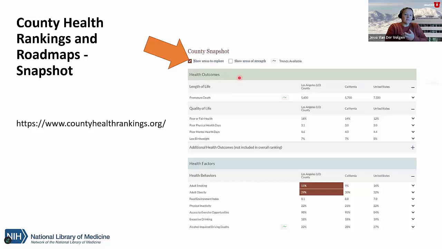So if you need to justify the purchase of materials for a program on a given topic, for library boards, trustees, etc., you can use the county health rankings and roadmaps to locate information on your county and compare to other counties in the state that there is an identified need to raise awareness on the topic.